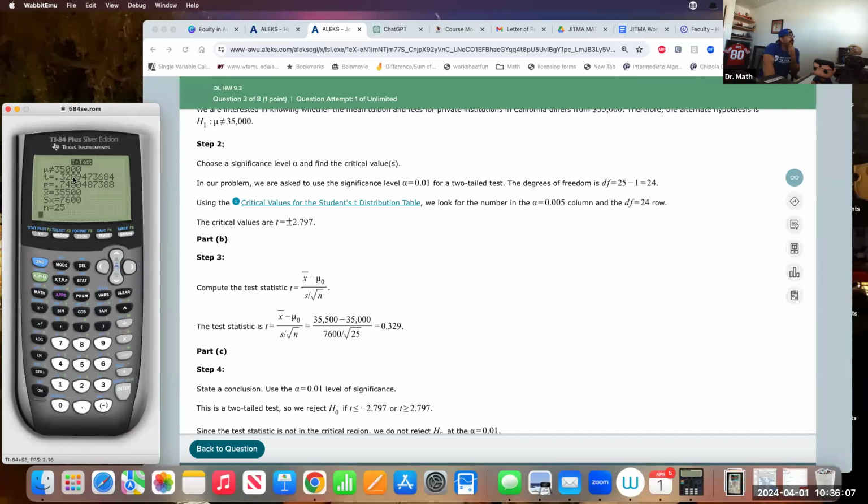And it also provides us with our p-value that in some of these questions, they're going to want you to use the p-value approach. And for that, we're going to actually use this p-value. But right now, since we're using the critical value approach, we don't need that. All right, so we grab the 0.329. So this is what we have.